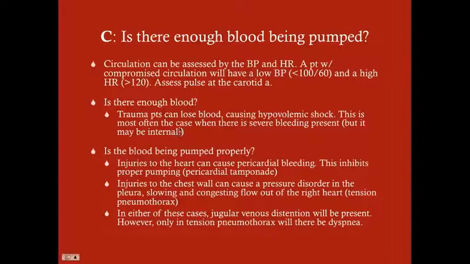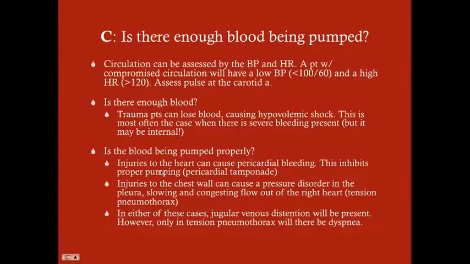Most of the time you do a FAST exam on any trauma patient, but if a patient is in shock, you'll want to make sure you do a FAST exam on them to check for internal bleeding. We're mostly looking for bleeding in the thorax, in the peritoneum, the retroperitoneum, and behind the bladder, in the pelvic area. Next thing we want to ask is, is the blood being pumped properly? Because this can give rise to two of the other kinds of shock.